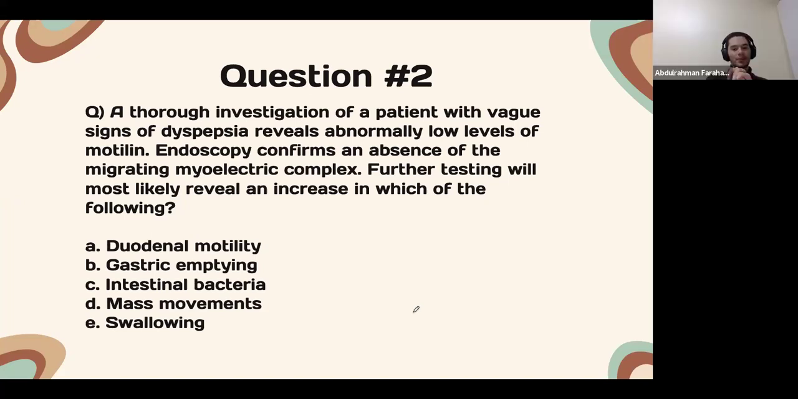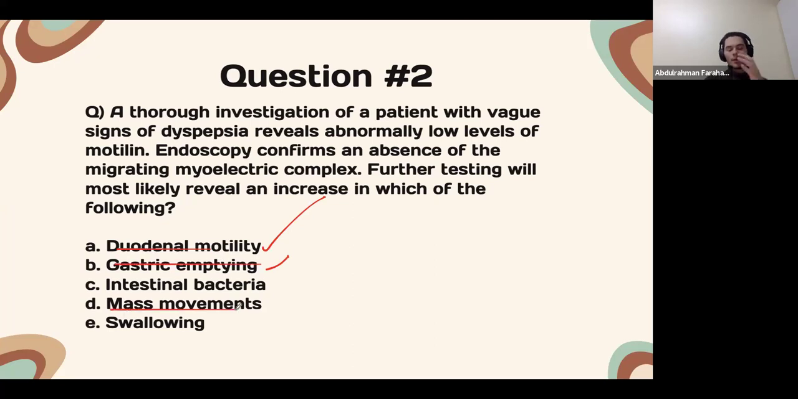Okay, perfect, Sarah. What you said is perfect. So it would not increase the gastric emptying. Now you have loss of migrating motility complex, and at the same time, duodenal motility would go down. So these two are wrong. Really good. Mass movements, they don't happen here.